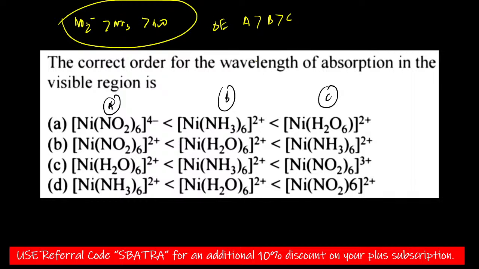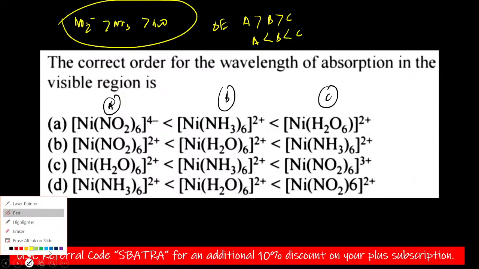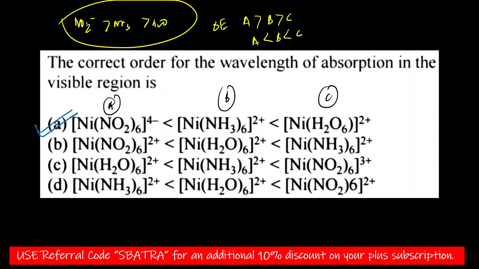Next, we have to find the correct order for wavelength. So the wavelength of A would be least, then B, then C. So the correct answer would be option A. Is it clear to all of you? Any doubts? Very good, Parth, Rajendra. Correct answer, Aruna. The correct answer would be option A. Any doubts to anyone? Is it clear?